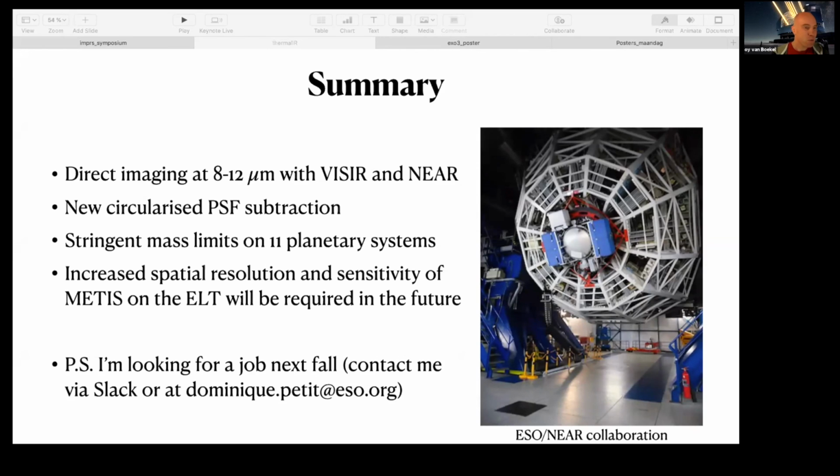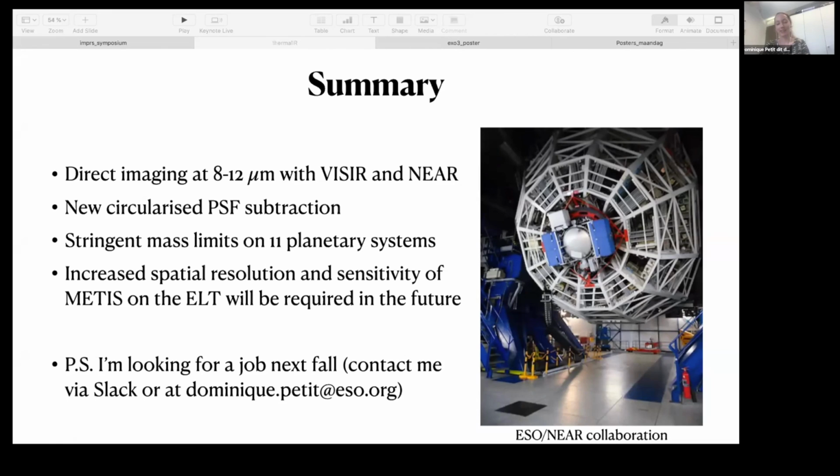Let me check the Slack channel. No question yet. So I'll start with mine. I was wondering how long the observation of the HR 8799 system was, and whether those planets are in principle within the reach of VISIR NEAR without going to like 10 nights like you did for the Alpha Cen system.